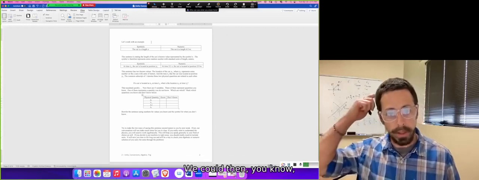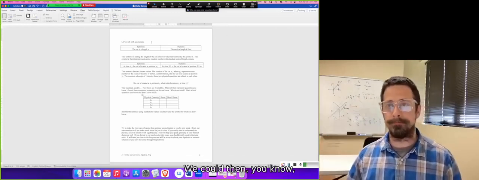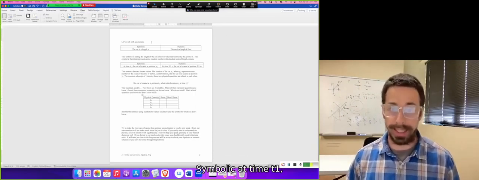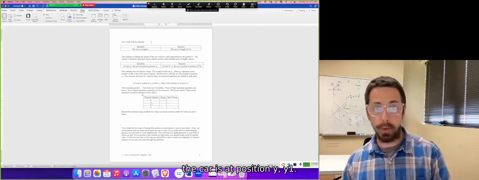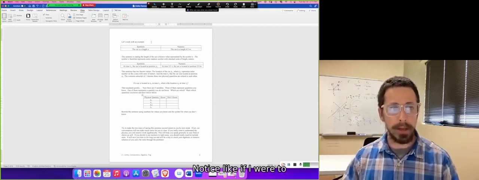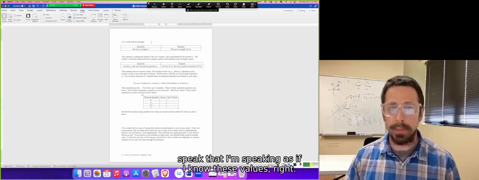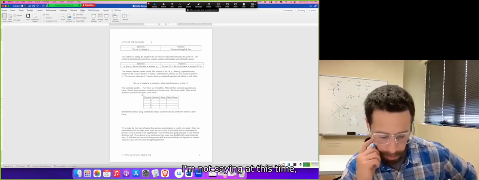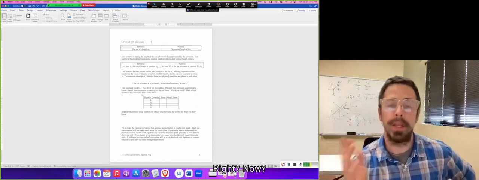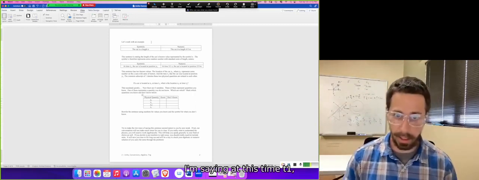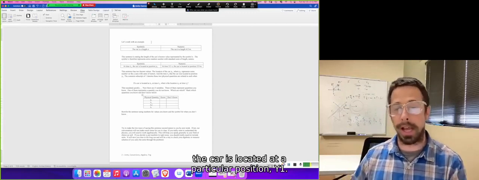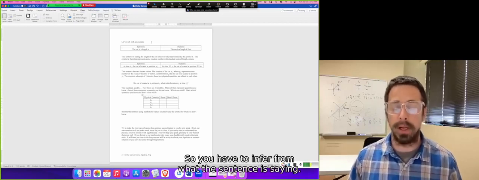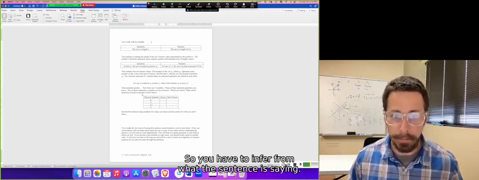Okay, we could then go up one little iteration, right? Symbolic. At time t1, the car is at position y1. Notice, if I were to speak that, I'm speaking as if I know these values, right? I'm not saying, at this time, where is this thing? No, I'm saying at this time, t1, the car is located at a particular position, y1. So you have to infer from what the sentence is saying.